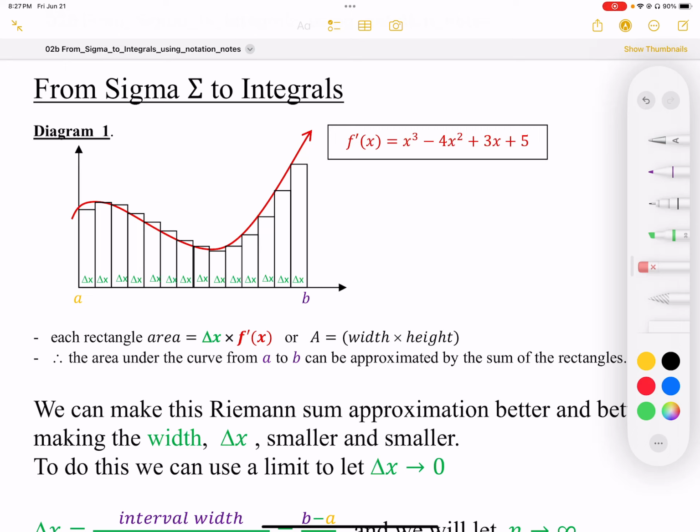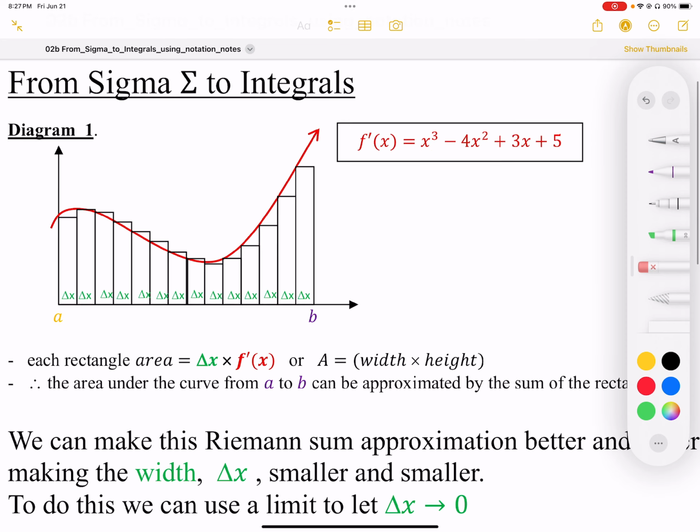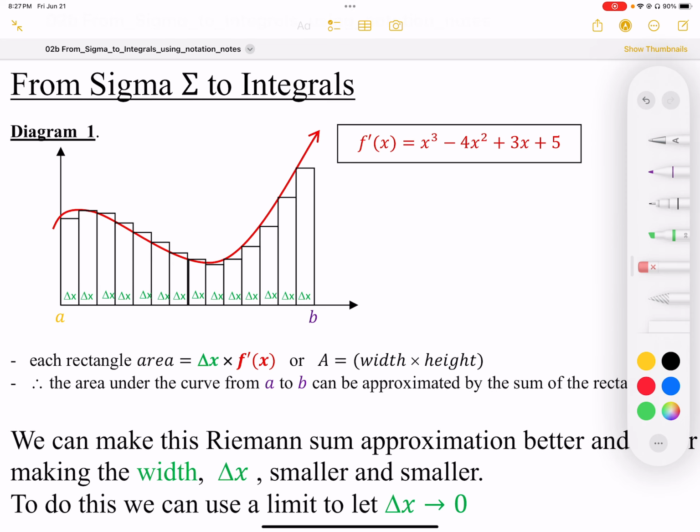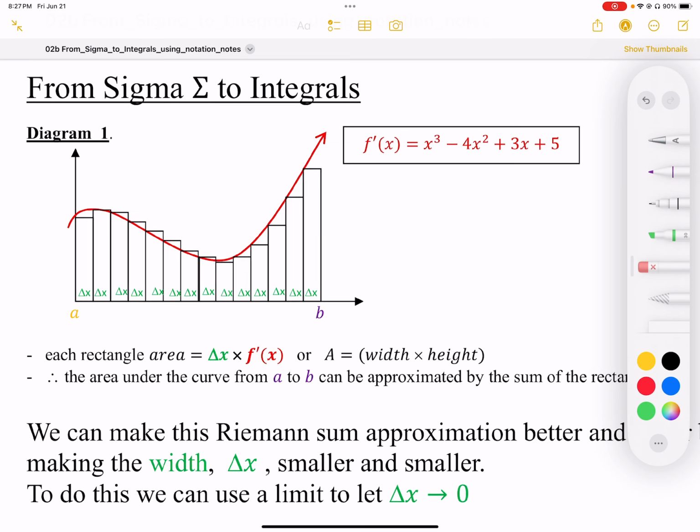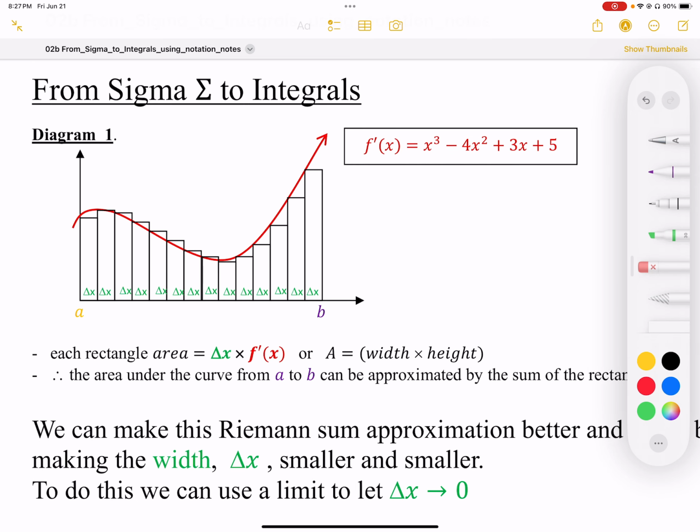From sigma to integrals. How do we go from this rectangular area approximation to an exact value of the area? So we have here this graph. This is an f prime graph, and underneath it we have these rectangles. Each of these rectangles is going to be the height of the graph, which is the f prime value, times the delta x, which is the width. And if we sum up all these rectangles, we can approximate the area underneath this curve.